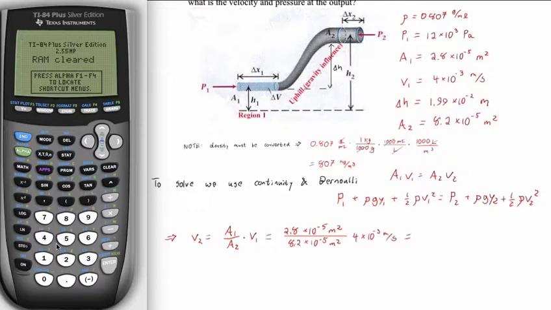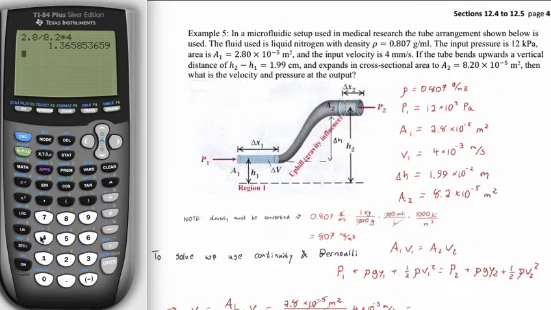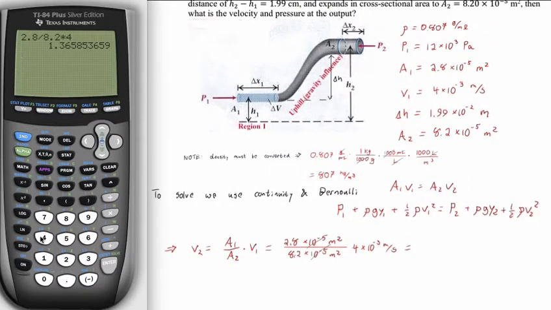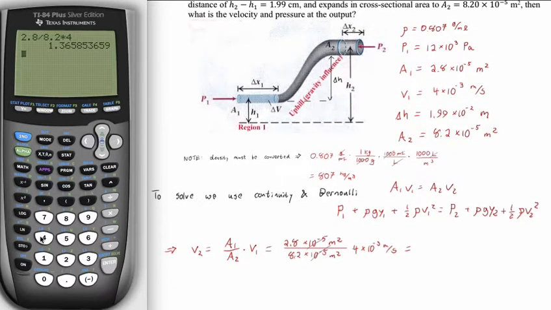In terms of putting this in the calculator, our orders of magnitude are going to cancel out. So we just get 2.8 divided by 8.2 and then multiplied by 4. We know our value is going to be in millimeters per second, since we were told it was 4 millimeters per second, so I left off the 10 to the negative 3. The answer is 1.37. We're working at 3 sig figs, so 1.37 millimeters per second.